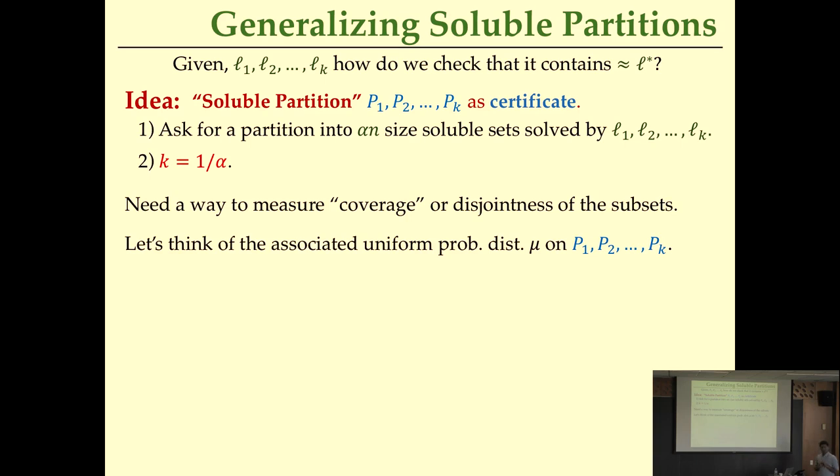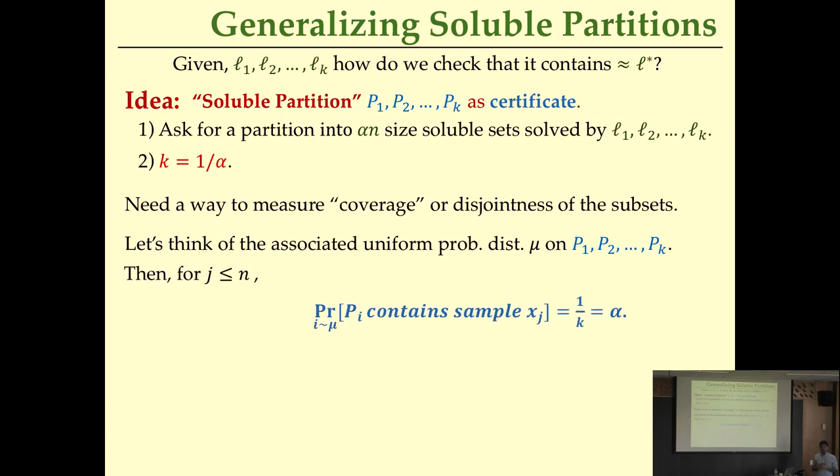So instead of looking at the partition, I'm going to think about the distribution which outputs a subset of alpha n points from the samples. Given a partition, I just think of the uniform distribution on the pieces of this partition. This is a notational change. Nothing great is happening so far.